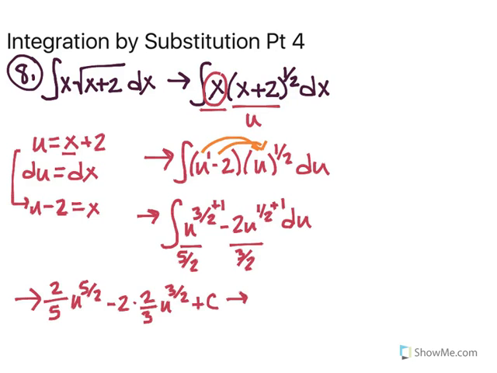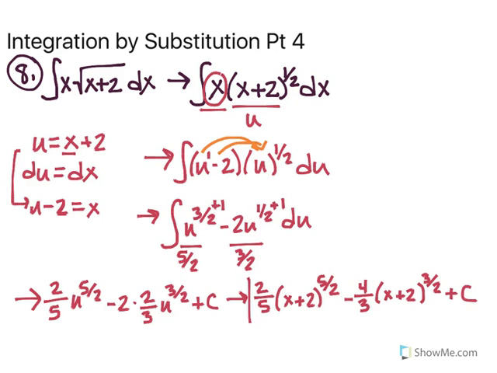So now what we're going to do is substitute and simplify. First term, 2/5, nothing to simplify there. And we're going to substitute u with x plus 2, that's what it was originally, to the 5/2 power, minus, now 2 times 2/3 is going to be 4/3. Our u, once again, is x plus 2 to the 3/2 power, and then plus C. That one was a pretty tricky one, but we made it to the end.